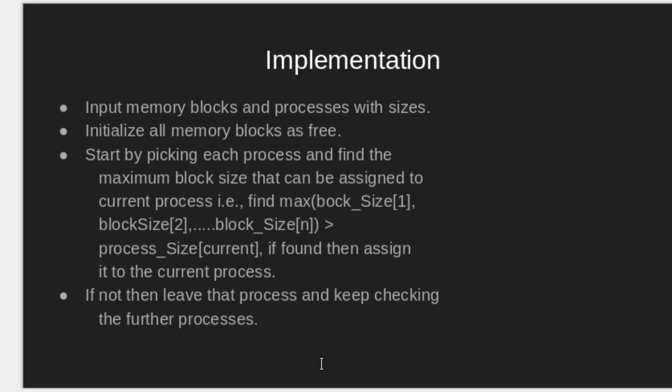Input memory blocks and processes with sizes. Initialize all memory blocks as free. Start by picking each process and find the maximum block size that can be assigned to the current process. That is, you have to find the maximum of all the blocks that could be assigned to a process. If found, then assign it to the current process. If not, then leave that process and keep checking the further processes.